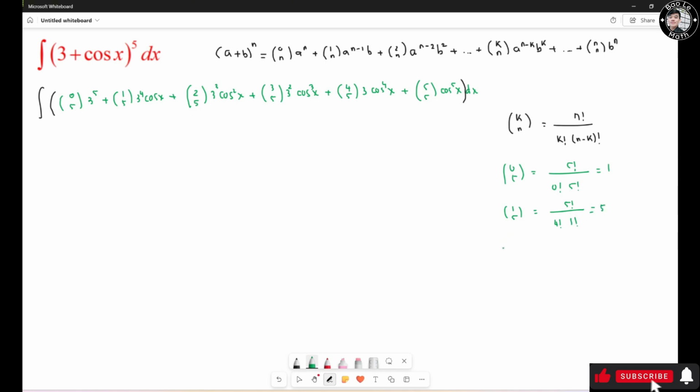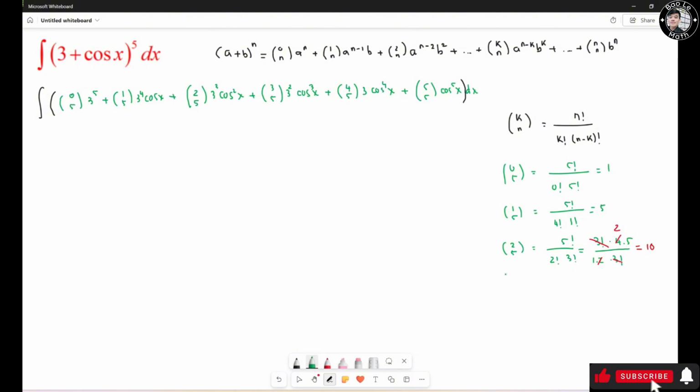So it's going to be 5. Combination of 2, 5. It's going to be 5 factorial over 2 factorial times 3 factorial. It's going to be 3 factorial times 4 times 5 over 1 times 2 times 3 factorial, right? So 3 factorial and 3 factorial cancel out, right? 4 and 2 cancel out, so we have 2 left right here. So the answer is 10.